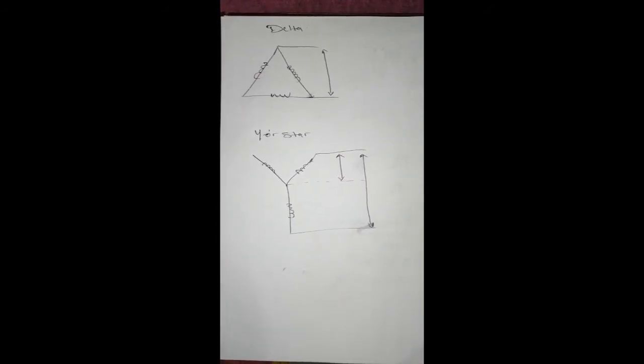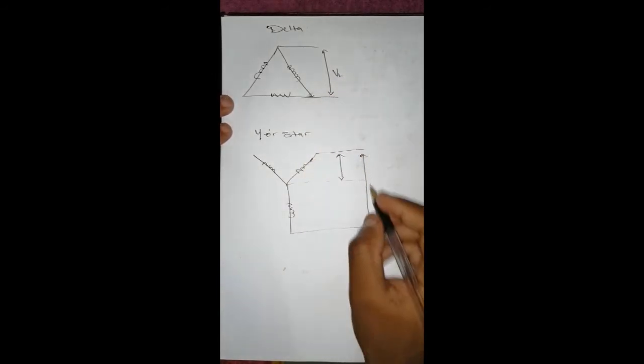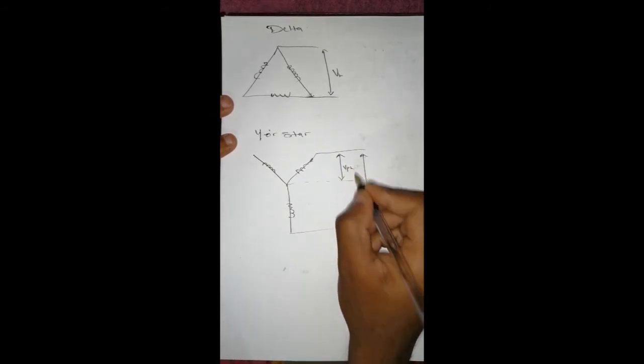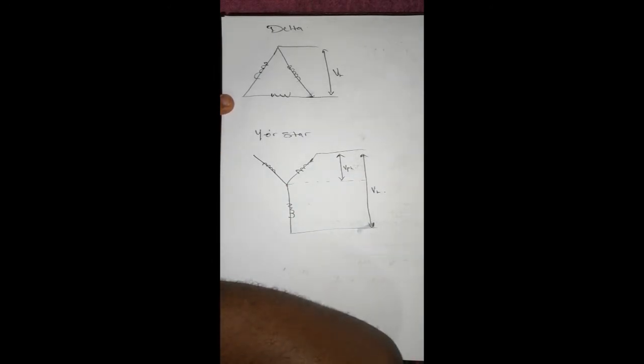And then there's V line, and then there's V line, and then there's V phase. So usually when you are given values in questions which have to do with three phase transformers, they say V on the primary side is equal to 240. It's always a V line. Unless they state that it's a phase voltage, you take it as a V line. And V line is not always equal to V phase. It depends on the configuration.